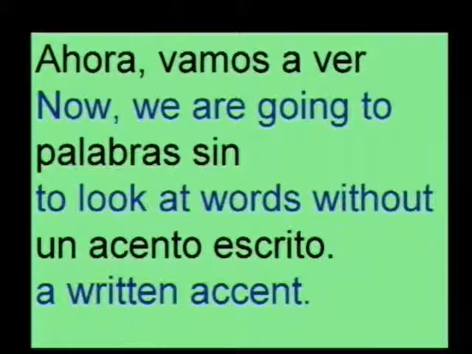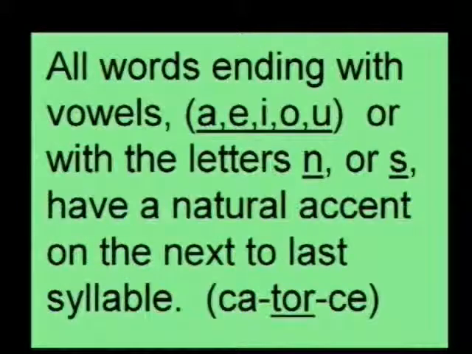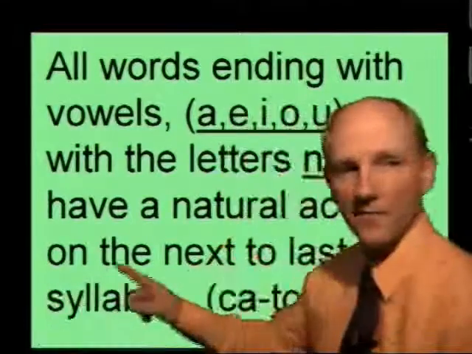Ahora vamos a ver palabras sin un acento escrito. So, here's the rules. All words ending with vowels. So if the last letter of the word is a vowel, that's the A, E, I, O, or the U. Or if the last letter is an N or an S, you have a natural accent on the next to last syllable. Look at this word right here at the bottom.